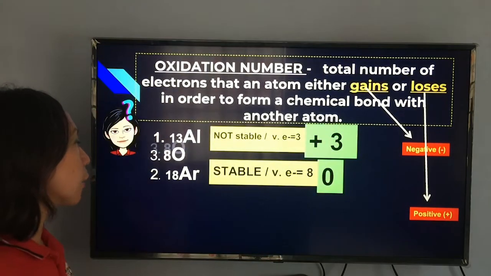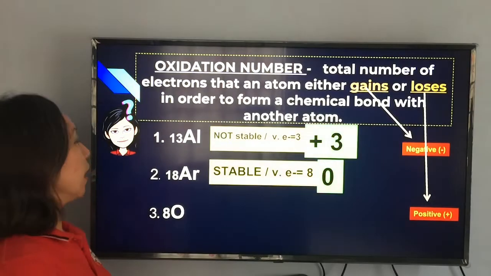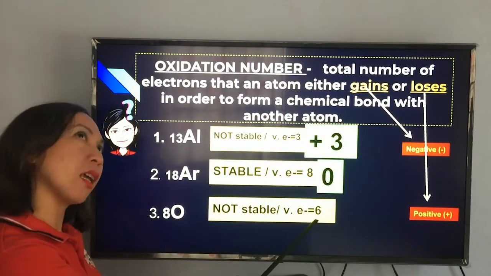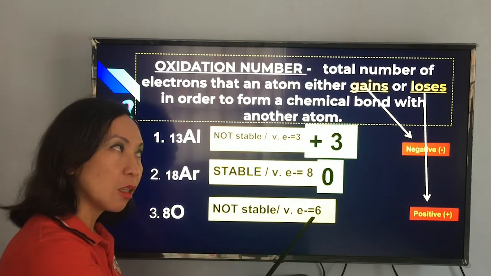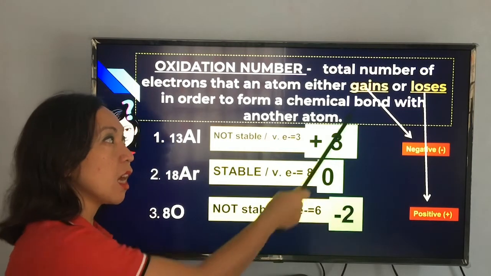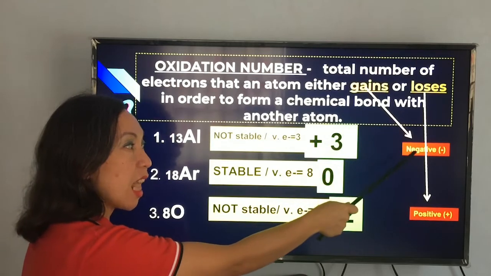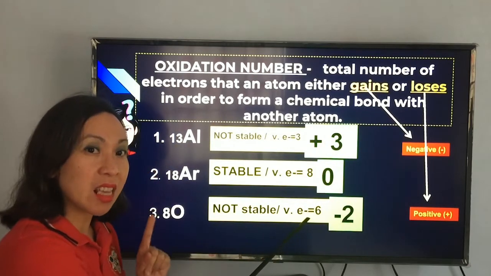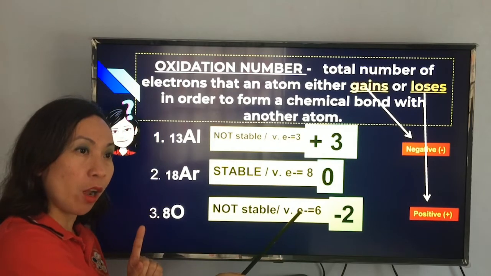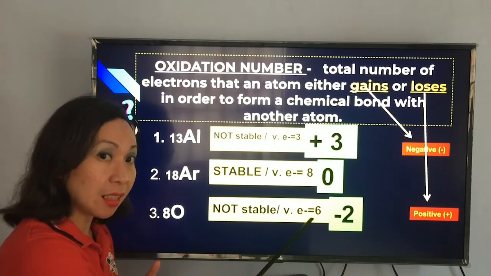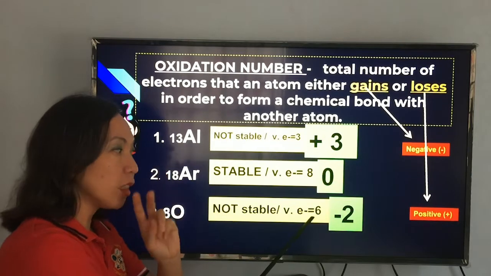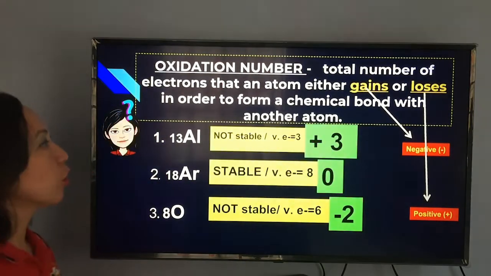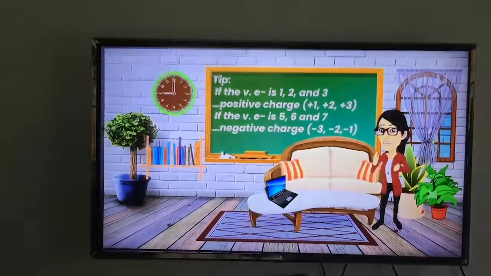Next is oxygen with a valence electron of 6. So, 6, lose or gain? It will gain. So it has a negative charge. How many electrons does oxygen need to gain to become stable? You already have 6. How many more? It needs 2 more. That's why it's negative 2. Okay? So that is for the oxidation number.